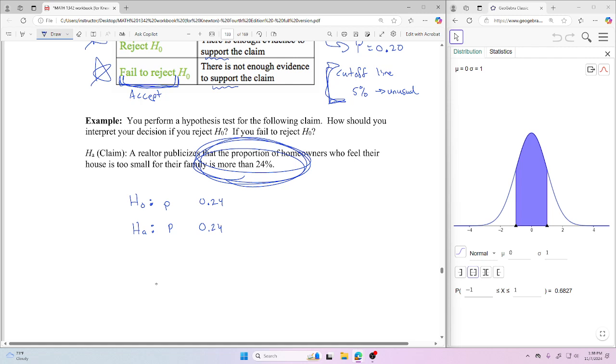But when it says right here, the claim is more than, so what am I going to put down here with the H sub A? Greater than, yeah. Again, that's always my claim. The claim is always going to be in the bottom. What then is the opposite of that I would put up here? Less than or equal to, very good. Less than or equal to, that's always the opposite. It's always the opposite. And it always has an equal sign somehow.